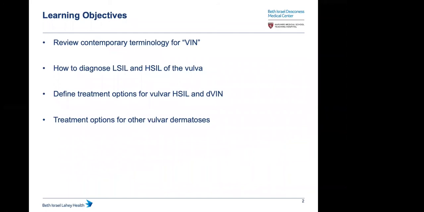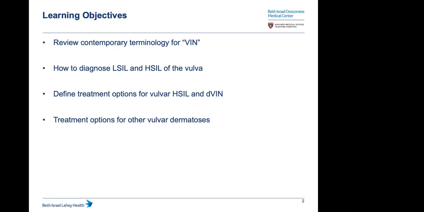So the outline for today's talk is to review the contemporary terminology for VIN, and I put VIN in quotes here because the terminology has been updated most recently in 2015, but we continue to use VIN, and we commonly see VIN in our pathology reports. We'll talk about how to diagnose LSIL and HSIL of the vulva, or low and high grade dysplasia of the vulva, and define different treatment options for the low grade lesions, but more specifically, we'll focus on vulvar HSIL as well as differentiated VIN, and then the treatment options for other vulvar dermatoses.